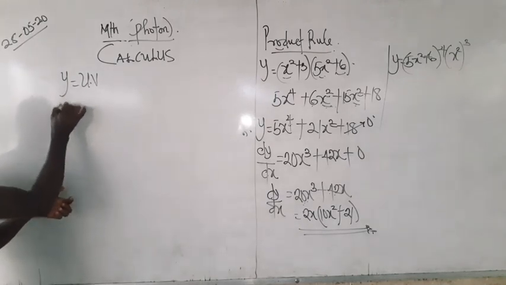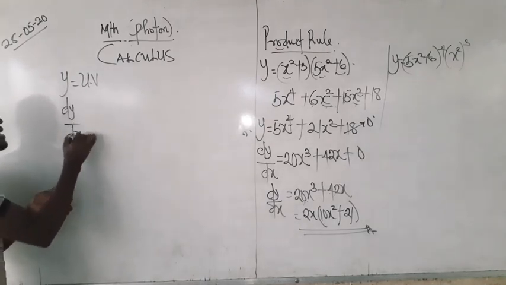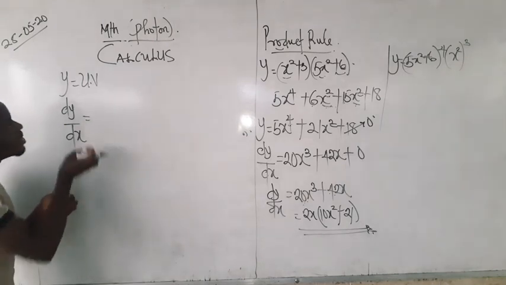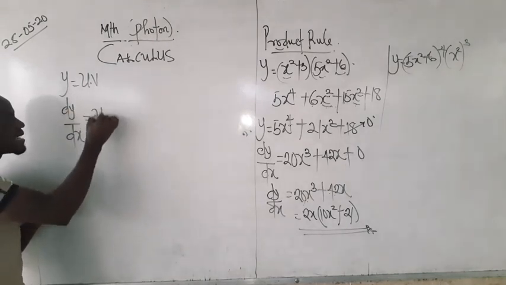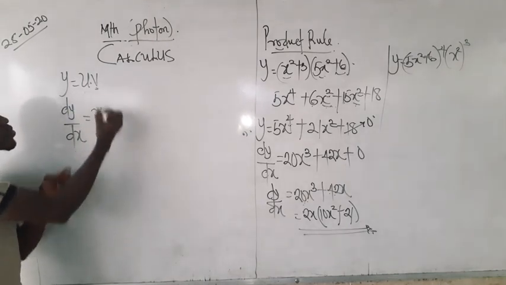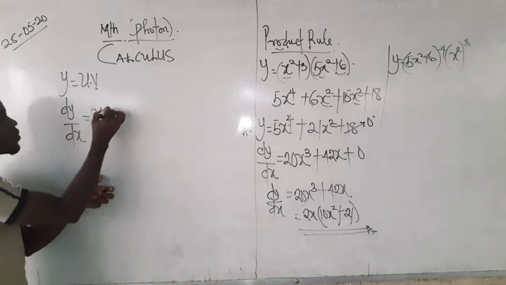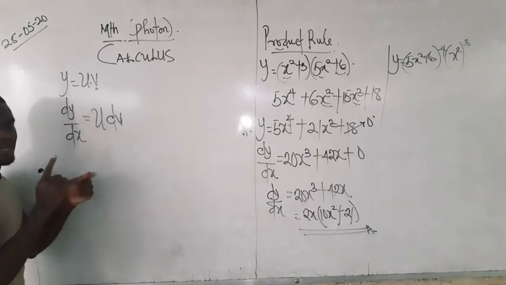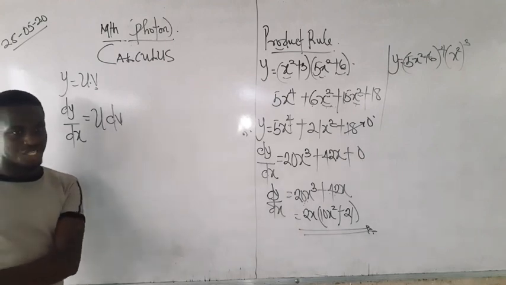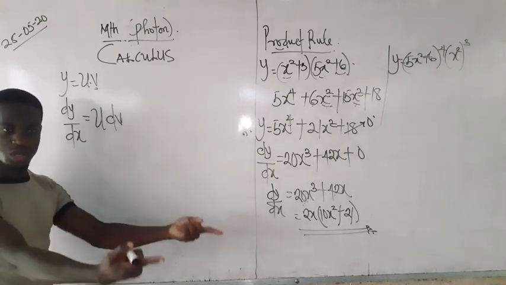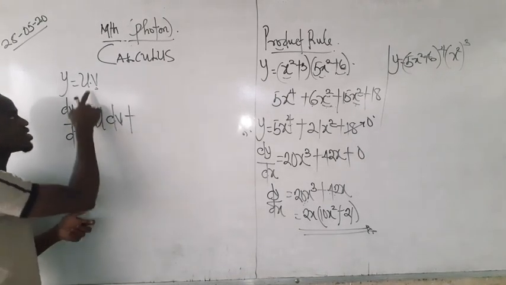My y becomes, dy over dx equals: you see this u, write it again. Then the next term is v, differentiate it, so we call it dv. Remember that product usually goes with addition, and division goes with subtraction. So put your addition since you have a product.